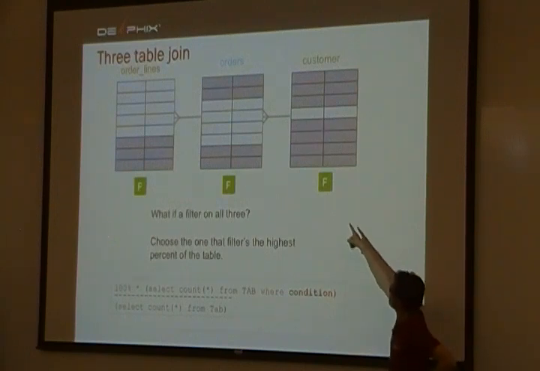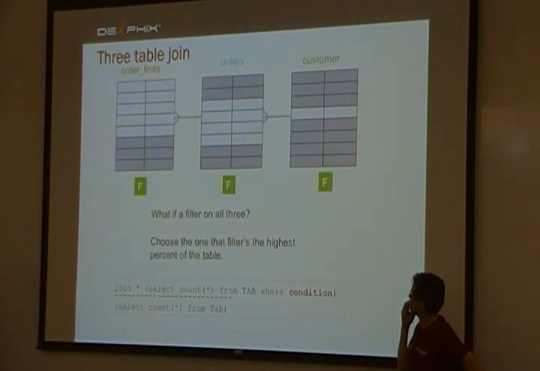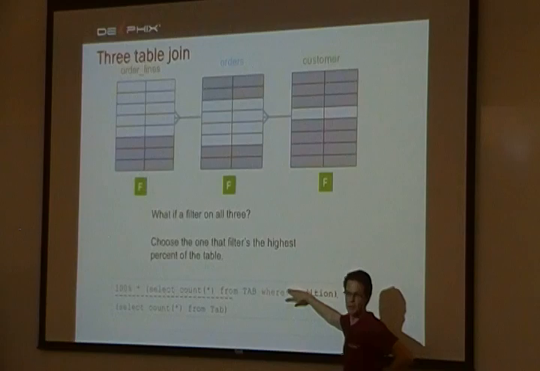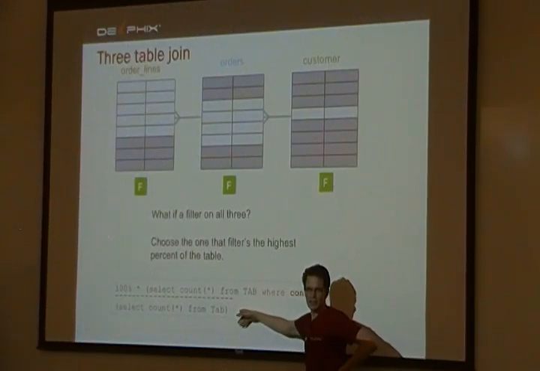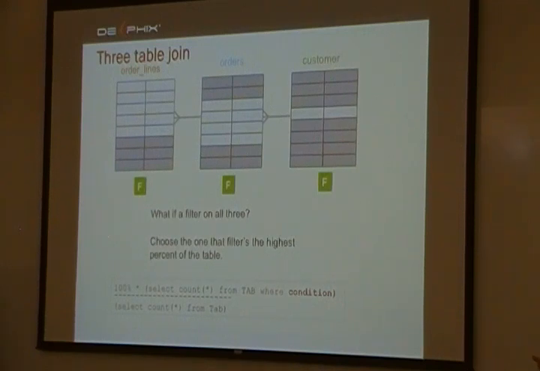What I'm going to want to know is what percentage of the table do these filters eliminate? And we can calculate that by the number of rows returned with a filter over the total number of rows in the table. And then the strongest filter, the one that eliminates the most percentage of rows, that's where we're going to want to start.